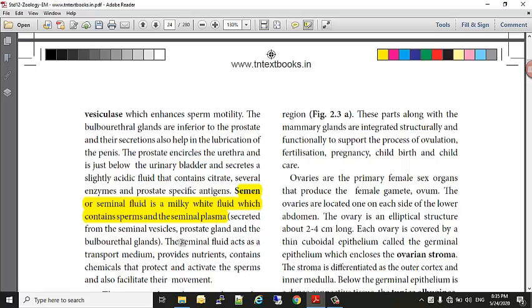What is the purpose of seminal fluid? So this is the seminal fluid's function. It acts as a transport medium, provides nutrients, contains chemicals that protect and activate the sperms and also facilitates their movement. So we have seen about the semen, what is semen, and we have also seen what are the functions of this seminal fluid.